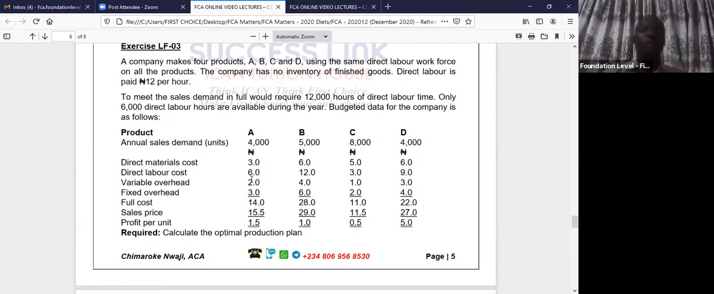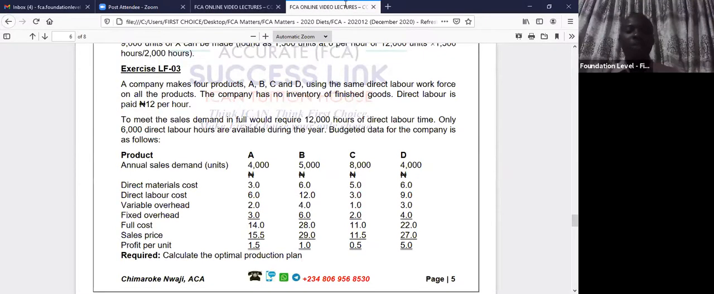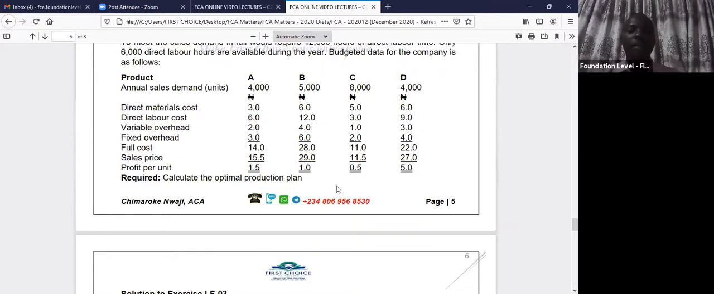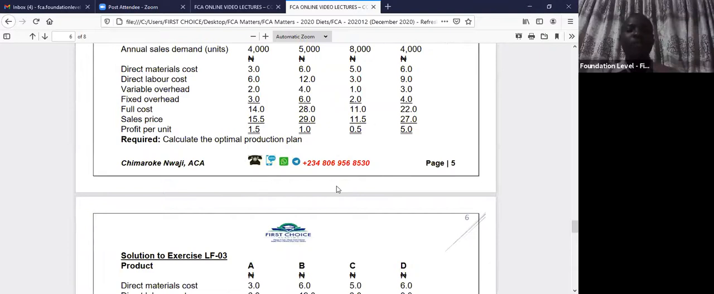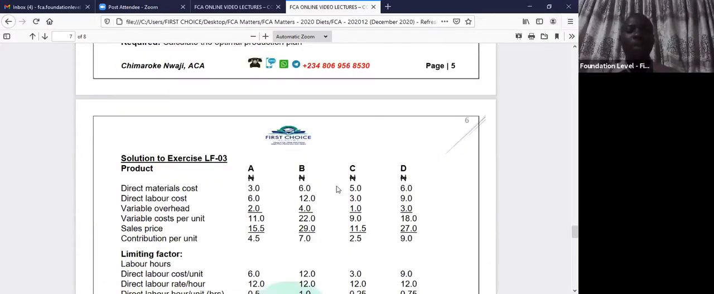You were not given contribution, and you were not given the limiting factor per unit. So you are the ones to find it, and you are asked to calculate the optimal production plan. So see what we did here. First, we need to look for the contribution.